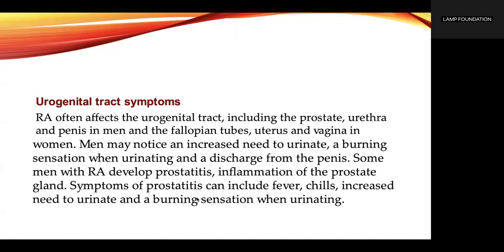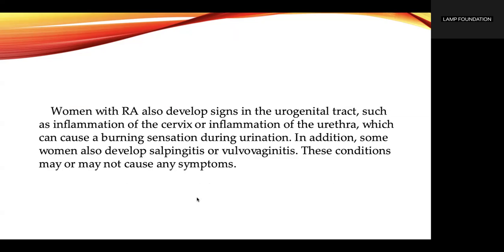Urogenital tract symptoms. RA often affects the urogenital tract, including the prostate, urethra, and penis in men, and the fallopian tubes, uterus, and vagina in women. Men may notice an increased need to urinate, a burning sensation when urinating, and a discharge from the penis. Some men with RA develop prostatitis, inflammation of the prostate gland. Symptoms of prostatitis can include fever, chills, increased need to urinate, and a burning sensation when urinating.